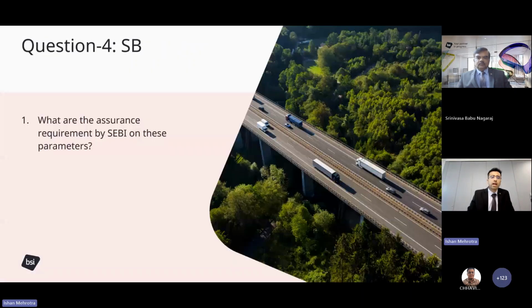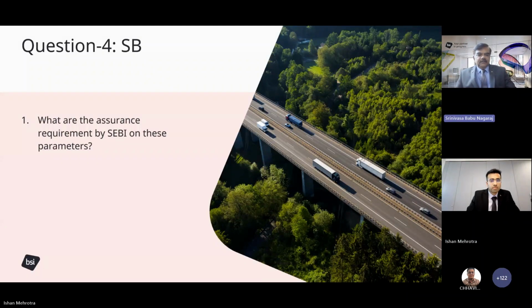Moving ahead, I would like to understand now from Mr. Srinivas Babu Nagaraj some areas related to assurance. The very first question to Mr. Babu is, what are the assurance requirements by SEBI on these parameters? Over to you, Babu, sir.